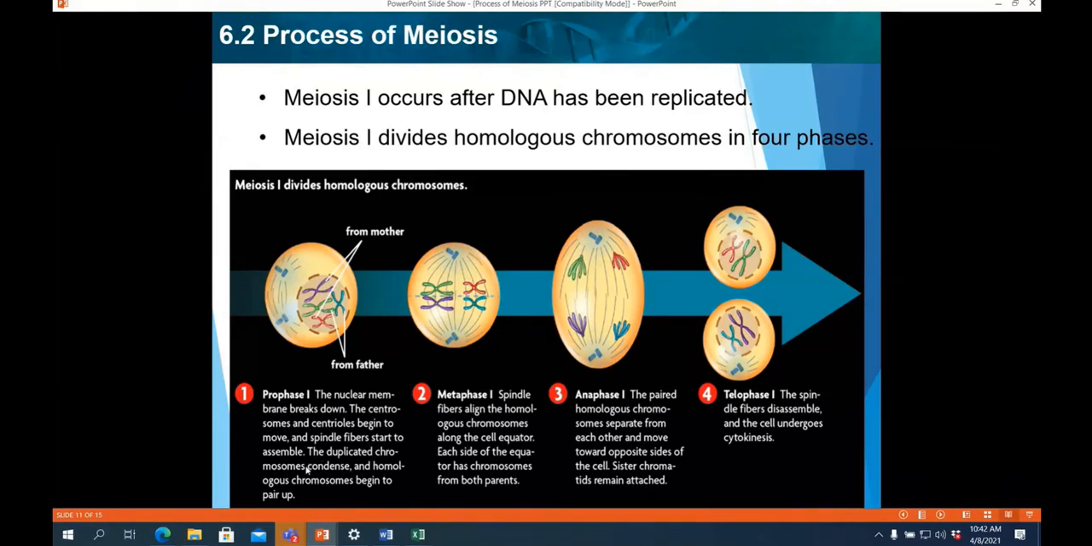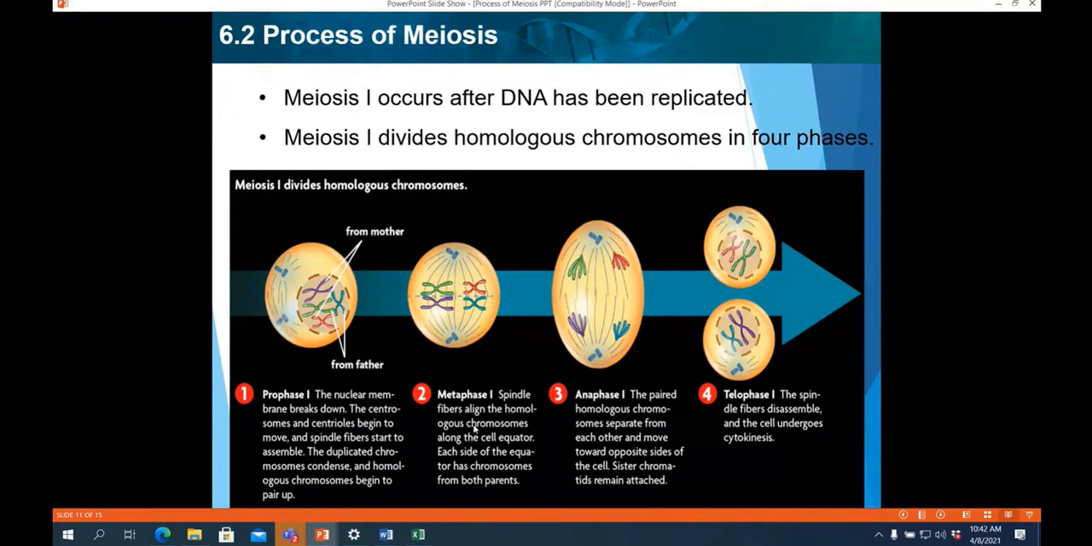But what about the duplicated chromosomes that condense? The duplicated chromosomes are the sister chromatids which are present on each chromosome, isn't it? So they do not divide now, they are intact, connected at the centromere on each homologous chromosome. Whereas the homologous chromosomes begin to pair up, meaning each from the mother and the father pair up like this, the ones which are similar to each other, okay? So these are the sequence of the steps which happen in prophase 1.